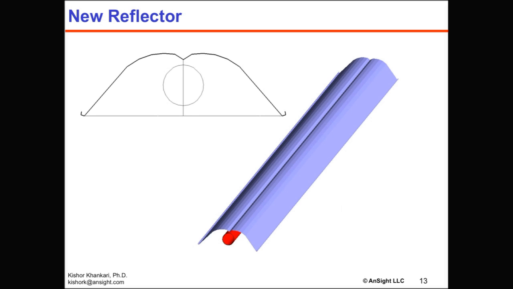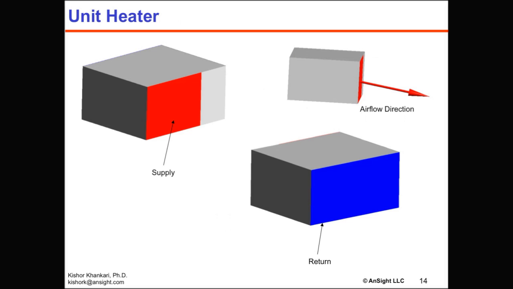This is the new reflector we put in. This is the unit heater. You can see there is a supply on the front, and a return on the back. So it blows the hot air, then it sucks the cold air back. And they try to direct the hot air down towards the floor where the people are.